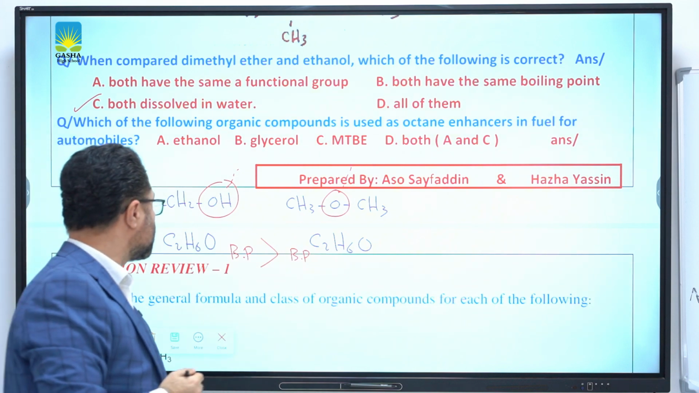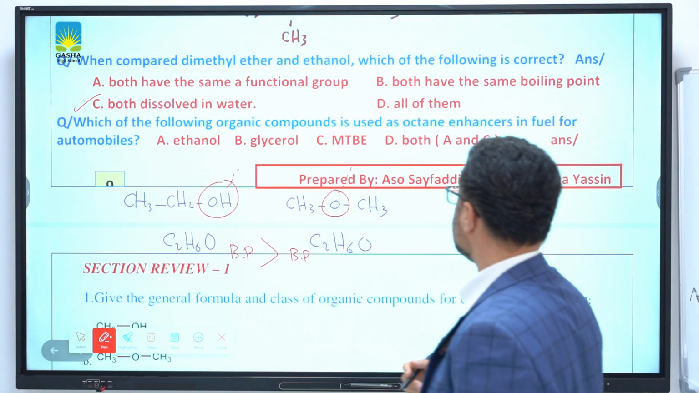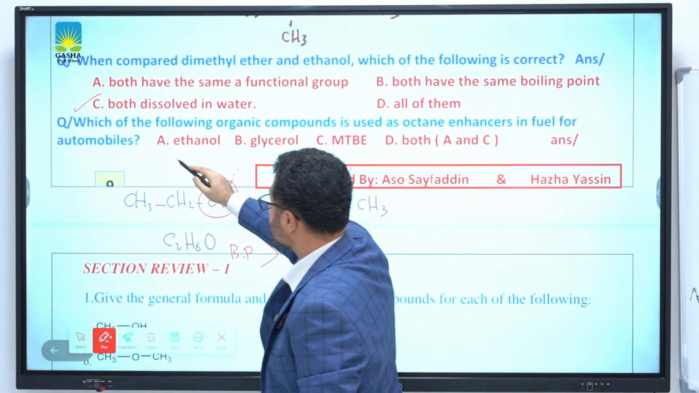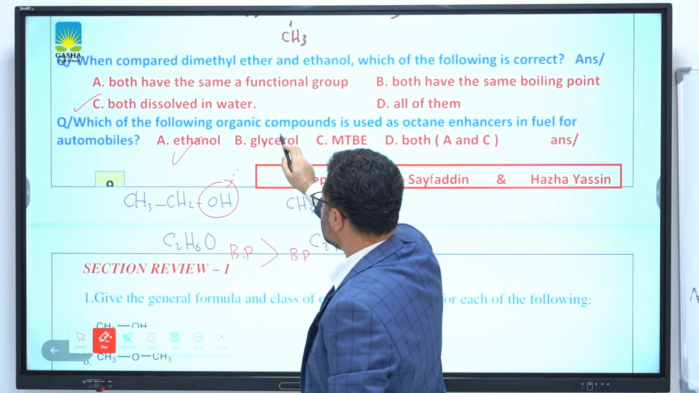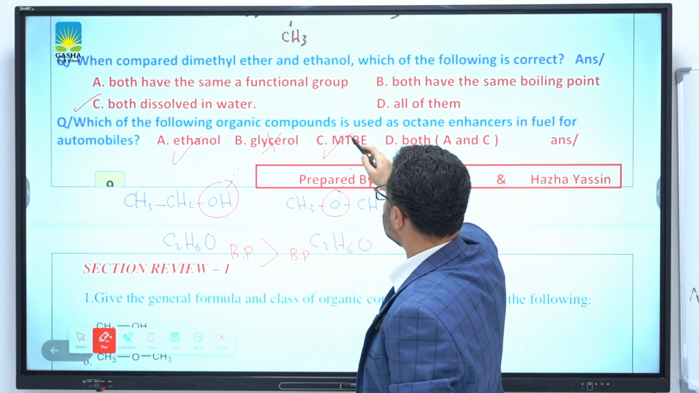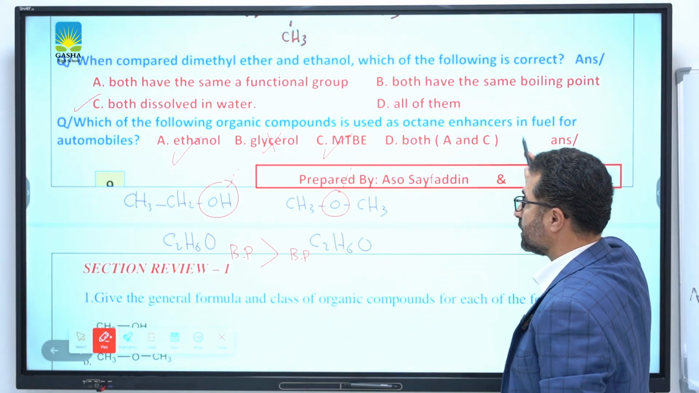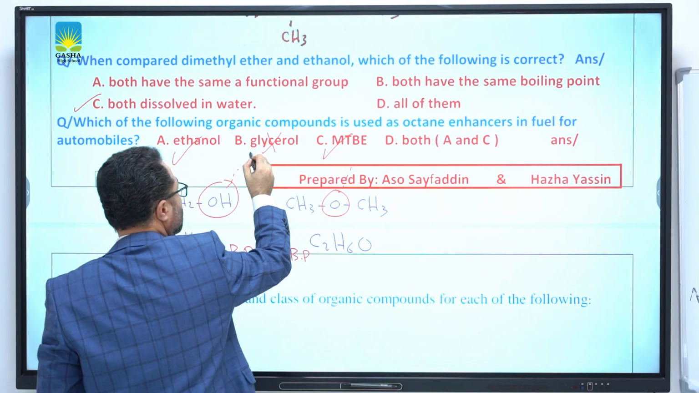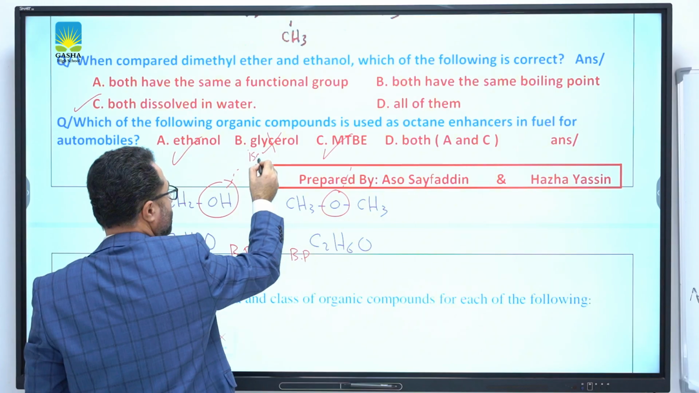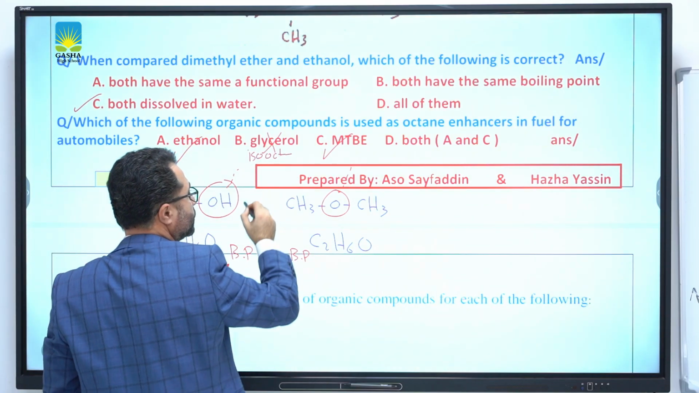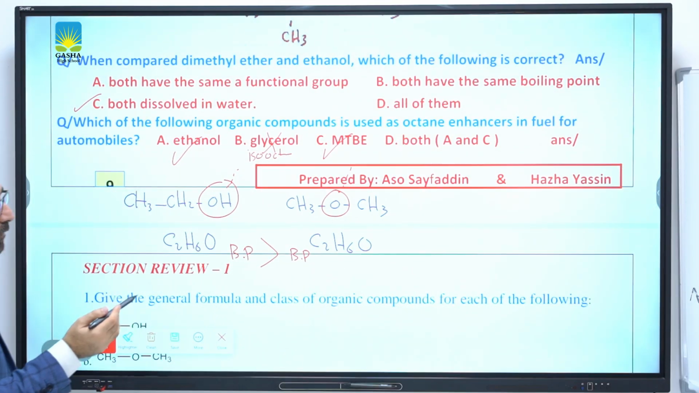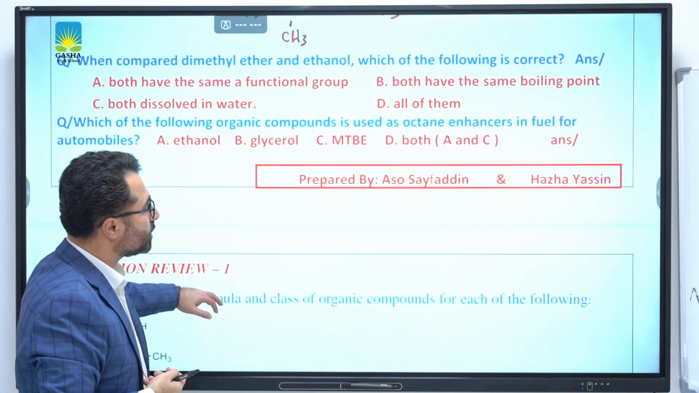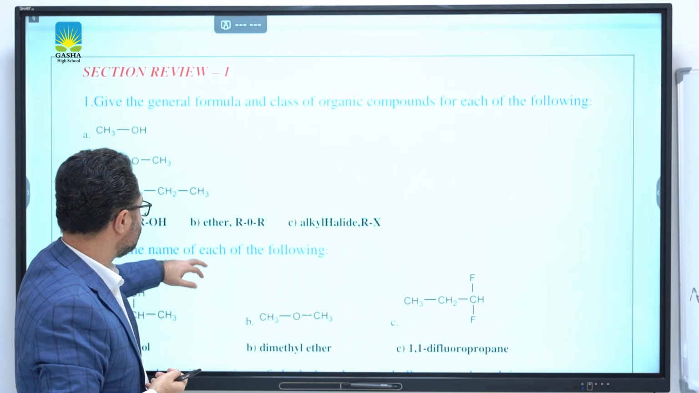The other one: which of the following organic compounds is used as an octane enhancer? The first one is ethanol, it's true. Second one, glycerol, it's a moisturizer, not true. MTBE is true, so it's both A and C. If B, right, isooctane, it's also true. So it will be all of them. Isooctane, ethanol, and MTBE are used as what? As octane enhancers.